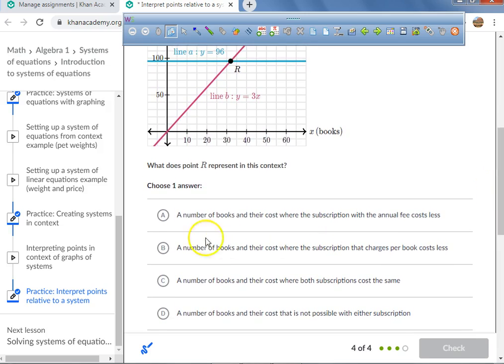So let's look at them. Is that the point where the number of books and their cost, where the annual fee costs less? Is it where their costs charges less per book? Or is the number of books and their cost where the subscriptions cost the same? It's where they cost the same.